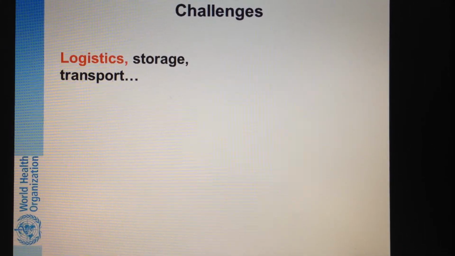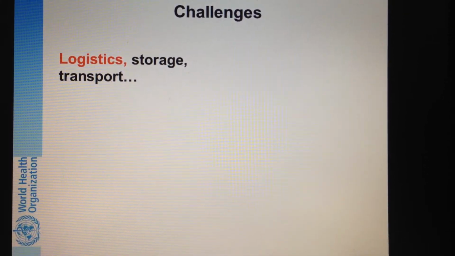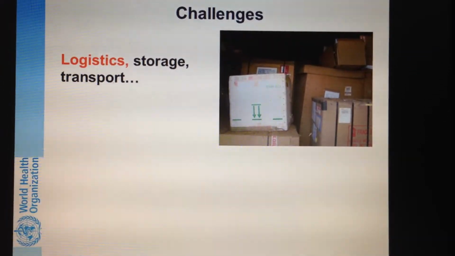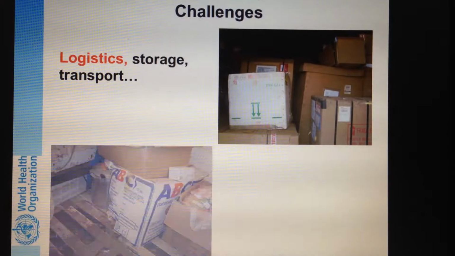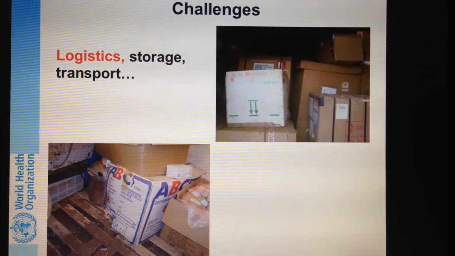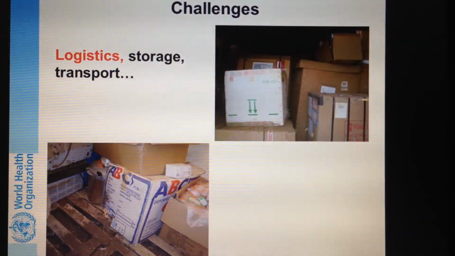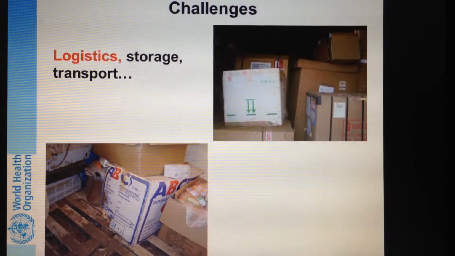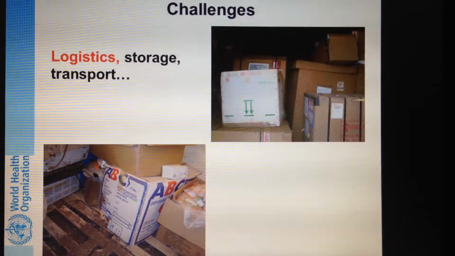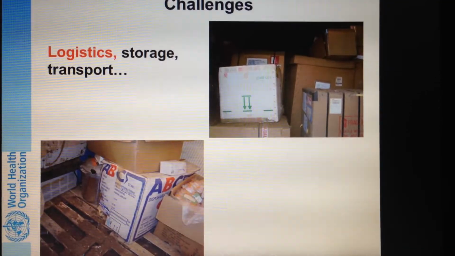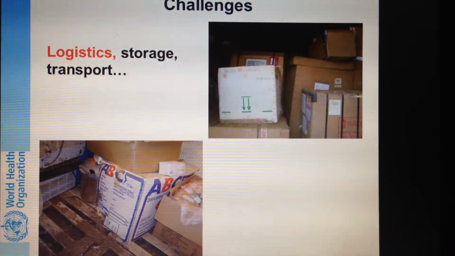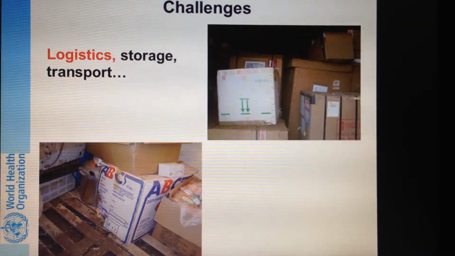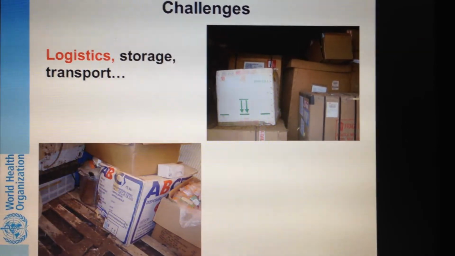Logistics is a key issue, and it's also very challenging. You can see this box is upside down because the termites ate the content. And you can see in the second picture that termites have basically destroyed very expensive medical material or even medicines that cost a long time and a lot of effort and money to reach the hospital, but then the environment is not conducive to keep it properly.